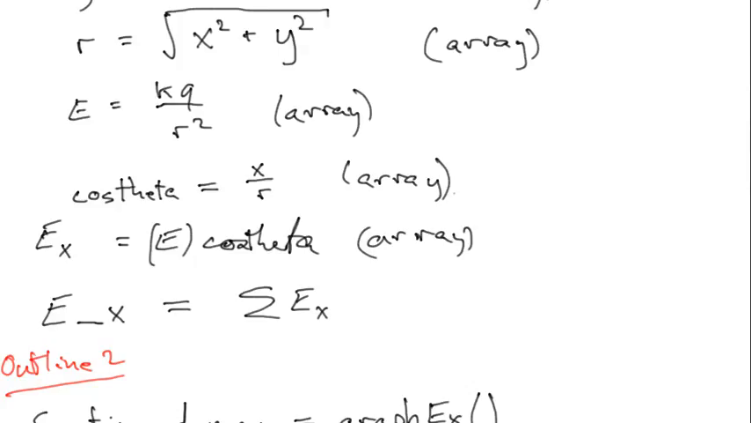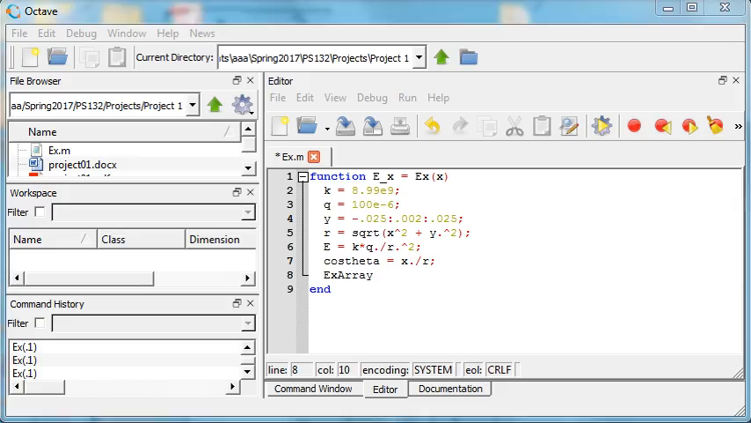EX, but I don't want to use the same name as the function. It could get me in trouble, so I'll call it EX array. Don't want to use exactly that. I could call it something else, but I'm going to go with EX array. These names, you get to make them up yourself. Try to think of a better name than what I did and use that.